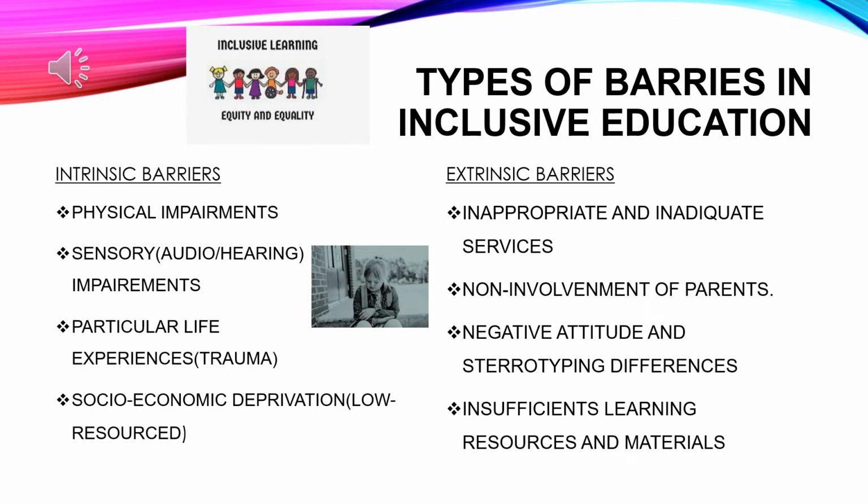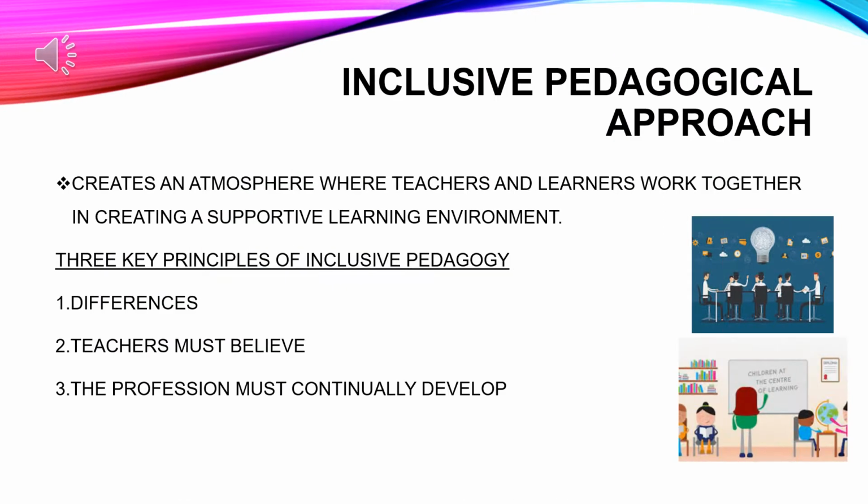There are two types of barriers in inclusive education, which include intrinsic barriers and extrinsic barriers. Intrinsic barriers include physical impairments, sensory impairments, particular life experiences, and socio-economic deprivation. Extrinsic barriers include inappropriate and inadequate services, non-involvement of parents, negative attitude and stereotyping differences, insufficient learning resources and material.